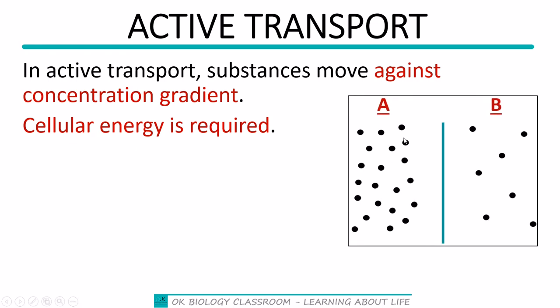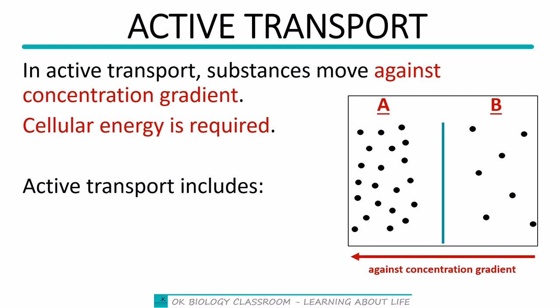Like we saw in the situation of passive transport, A has more of the molecules than B. But here, the movement is going to be the other way around, against the concentration gradient. If it's going down the concentration gradient, the movement will be from A to B. But if it is against the concentration gradient, the movement would be from B to A. And this is against the concentration gradient. So for the types of active transport, we have endocytosis and exocytosis.